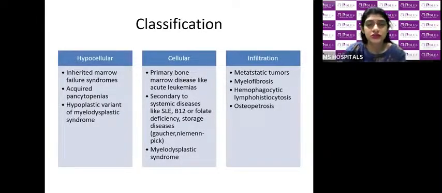So the causes of pancytopenia: sometimes it could be hypocellular, sometimes it could be cellular, sometimes there could be infiltration. Coming to hypocellular entities, there are inherited marrow failure syndromes, acquired pancytopenias, and the hypoplastic variant of myelodysplastic syndrome. Cellular causes are primary bone marrow diseases like acute leukemias, secondary to systemic diseases like SLE, B12 or folate deficiency, storage diseases like Gaucher's and Niemann-Pick's, and myelodysplastic syndrome. Infiltration is metastatic tumors, myelofibrosis, hemophagocytic lymphohistiocytosis, and osteopetrosis.